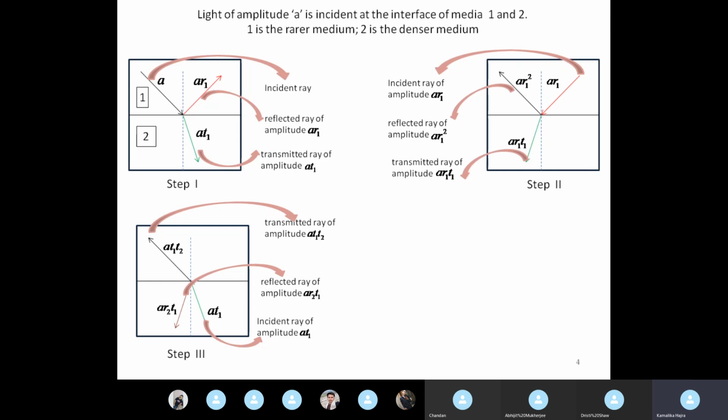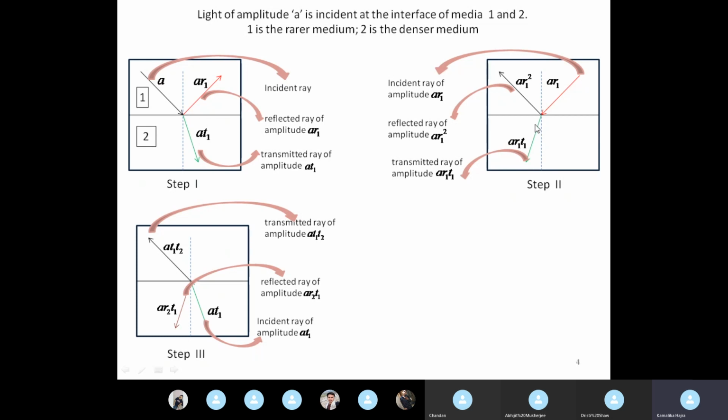Only now, at high undergraduate level, I am calling it transmission, not refraction. It is transmitted into the second medium. So incident ray, part of it reflected, part of it transmitted. What part of it is reflected? R1. What part of it is transmitted? T1.